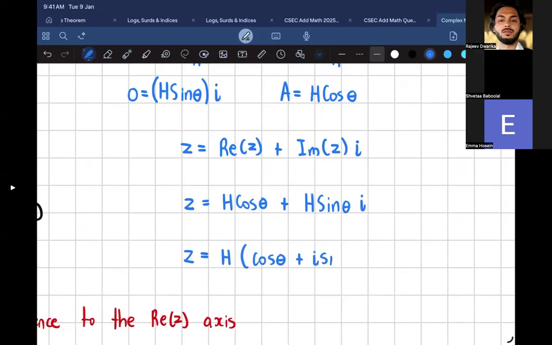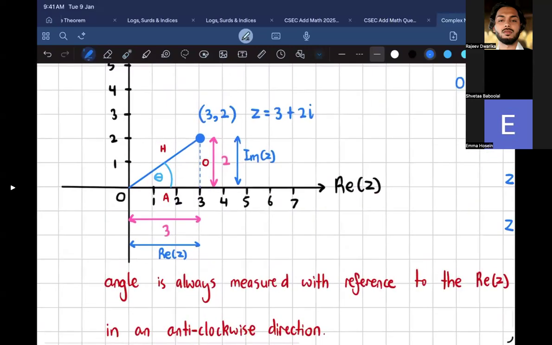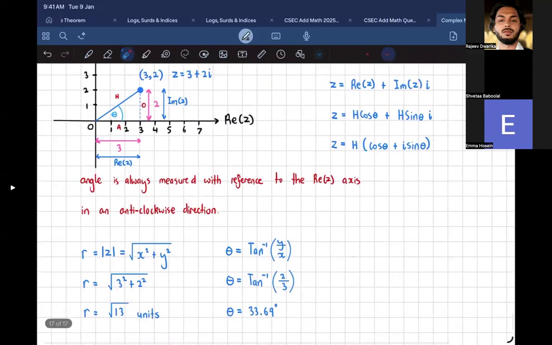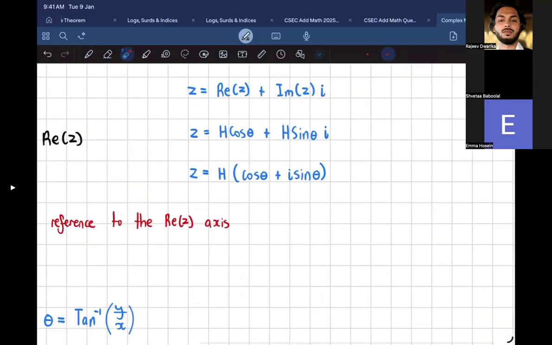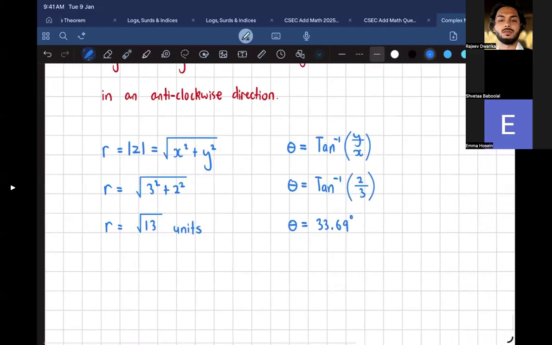And to get H, we said that H is basically the length, the length of the line from the point to the origin. I mixed up my letters. We had called that R, right? And R is just the magnitude of the complex number. So you could just write that this side R is the magnitude of the complex number.